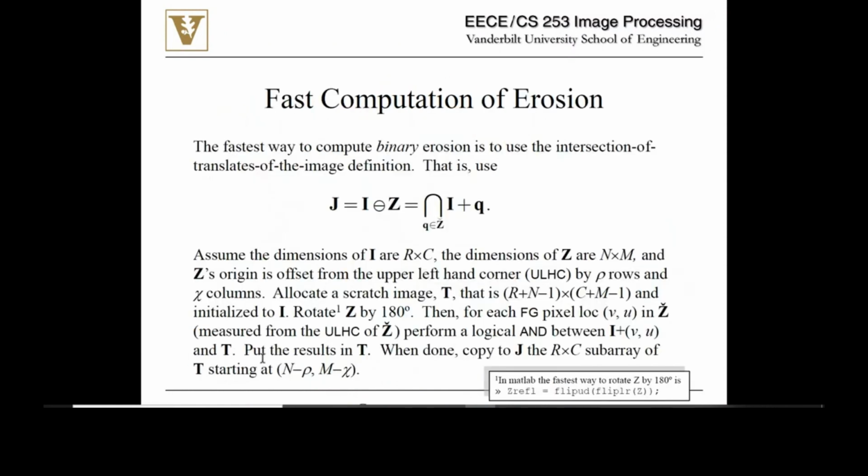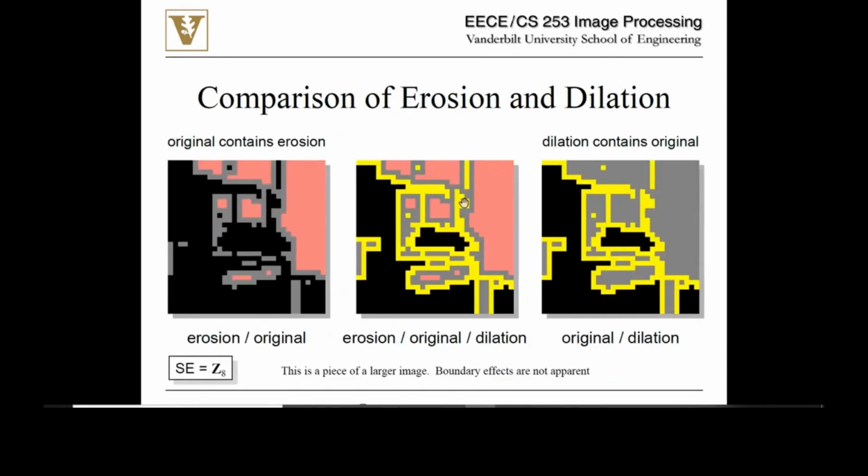Okay, and the one that has the expansion in terms of the support of the kernels, because the kernel is typically small, will be faster. Okay, so here we have a comparison of the two operators. We have in gray the original image, and then you have in red the erosion, and in yellow you have the dilation. And we have used here as kernel, as a structural element, the Z8.